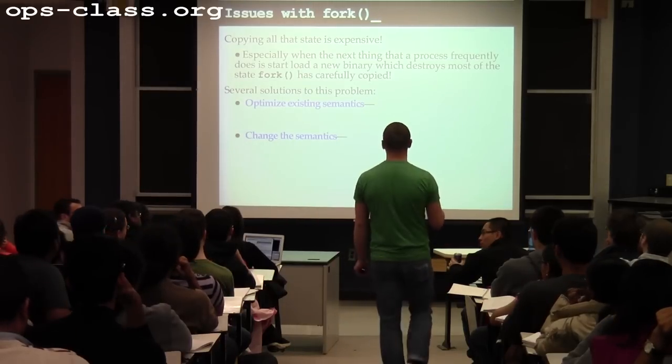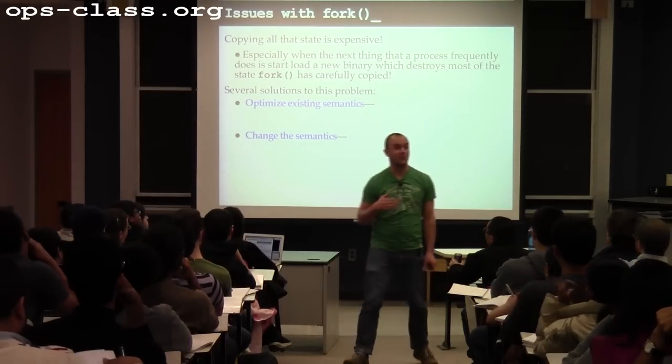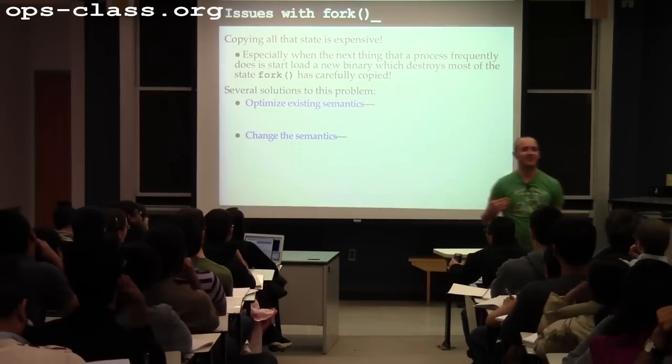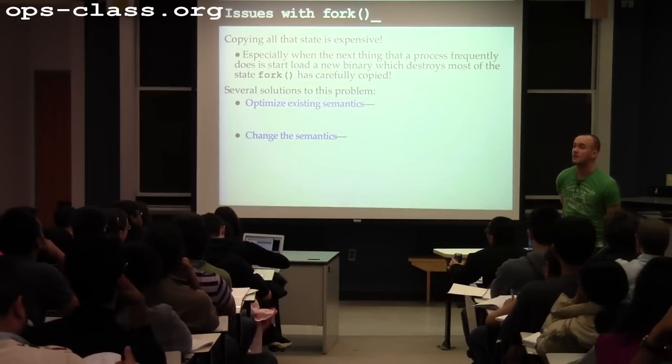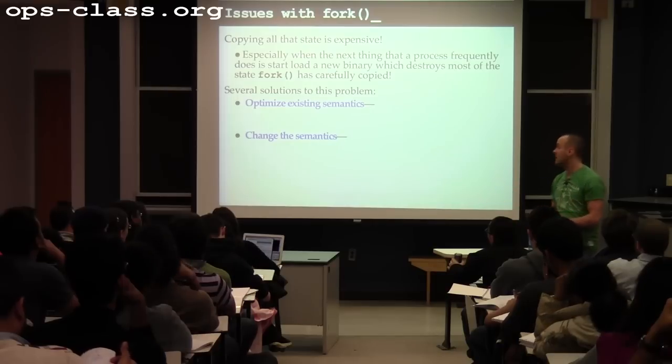Right, so basically if the child tries to change its address space, we have a problem, because it doesn't have one, right? And so in that case, it fails, right? And basically the only thing the child can do is immediately call exec, which creates a new address space.